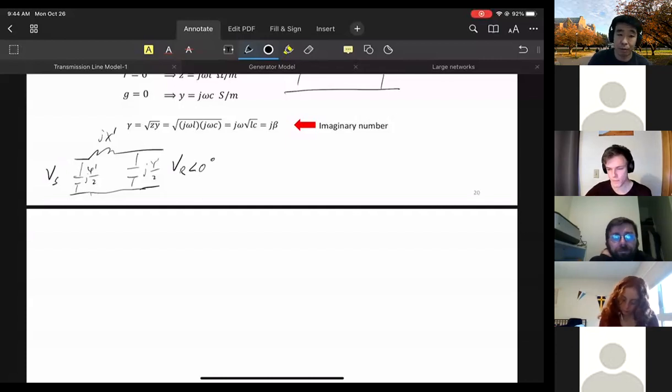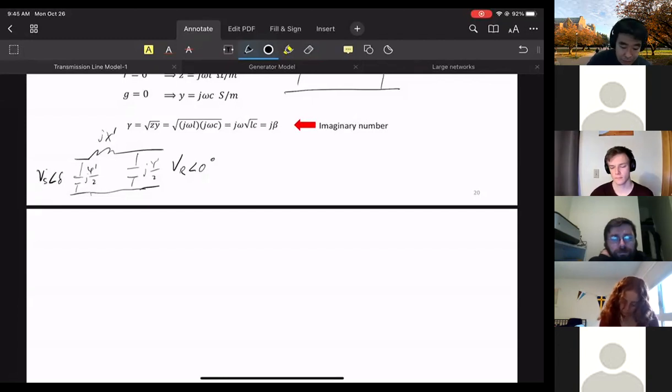So we need to pick some reference voltage. We'll pick the receiving end to be the reference voltage, meaning the angle is zero. Then for this end, we'll pick the sending voltage to be angle delta. We'll pick this to be Vs, angle delta.